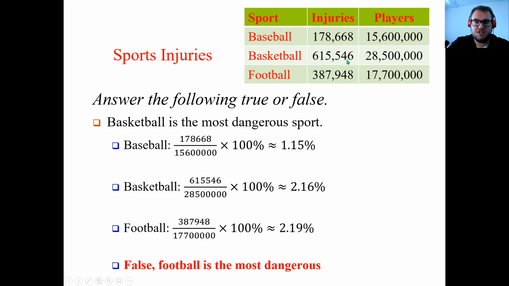And then in basketball, 615,546 divided by the number of players, which is 28,500,000, multiplied by 100, and we get 2.16%. And then finally we go to football, 387,948 divided by 17,700,000, multiplied by 100, and it's 2.19%. So now we can infer that football is actually more dangerous than basketball from our data collected.